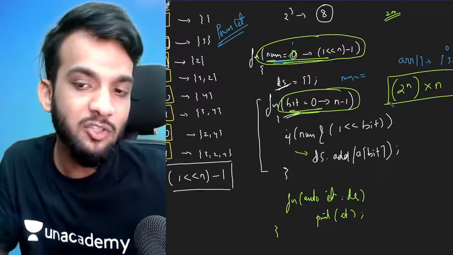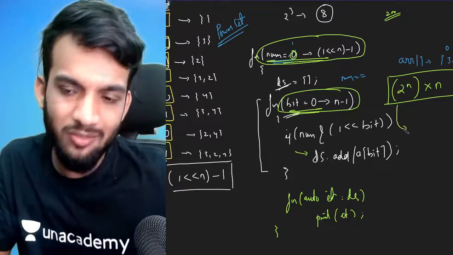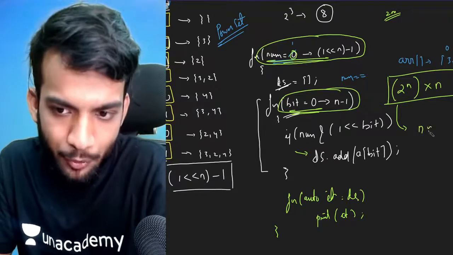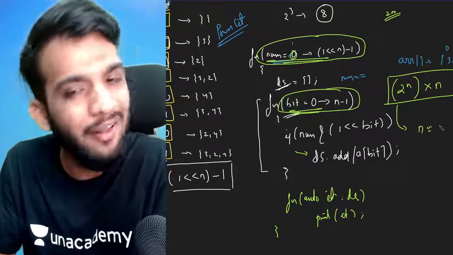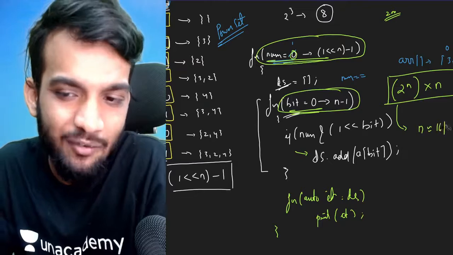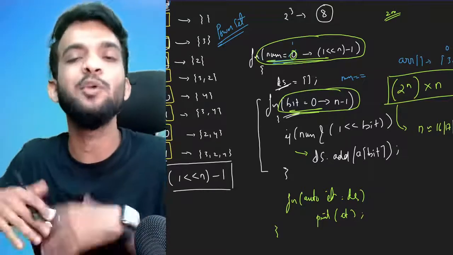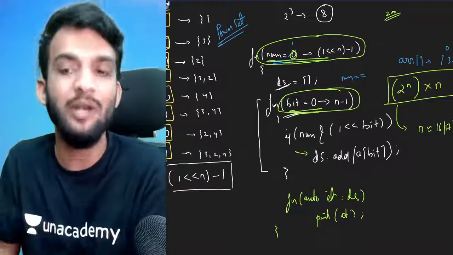Now, when can this be applicable? This algorithm is only applicable when the values of n are around 16, 17, 18, like near about that, like 18, 19, 20, not beyond 20. Why not beyond 20?